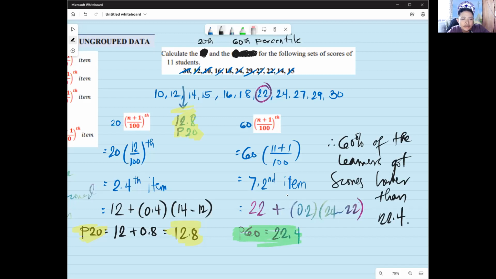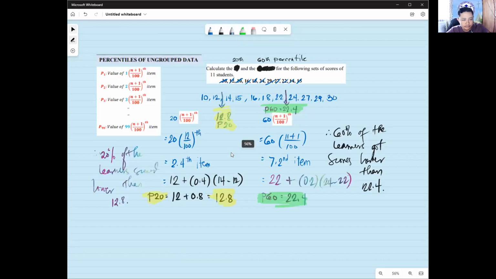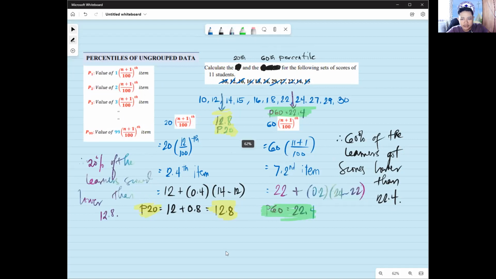Okay. So looking at here, the position is at 7.2. 1, 2, 3, 4, 5, 6, 7.2 right there. And that is 22.4. And that is your 60th percentile. Got it? Show me a reaction if that's clear to you.